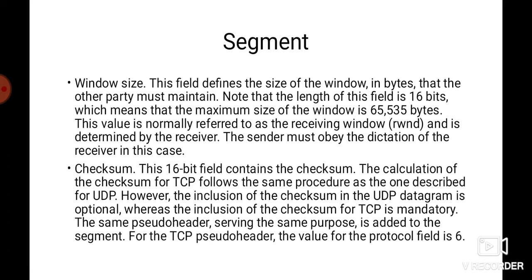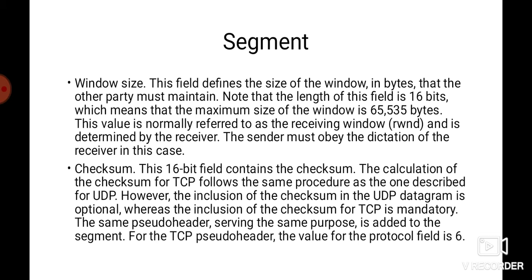Next we have window size. This field defines the size of the window in bytes that the other party must maintain. The length of the field is 16 bits, which means that the maximum size of the window is 65535 bytes. This value is normally referred to as the receiving window, and it is determined by the receiver. The sender must obey the dictation of the receiver in this case. Next we have the checksum field.